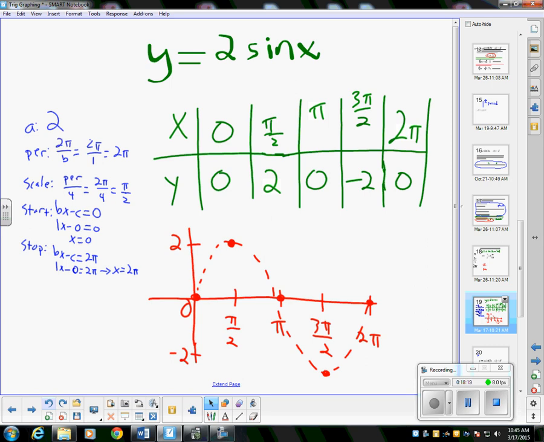Another thing to notice is that without any kind of shifts, without any kind of C or D, sine will always start at the origin, and cosine will always start at a maximum or a minimum point. All right, so as far as the steps are concerned, in blue step 1, in green step 2, and in red step 3, that's what it means to do all 3 steps.